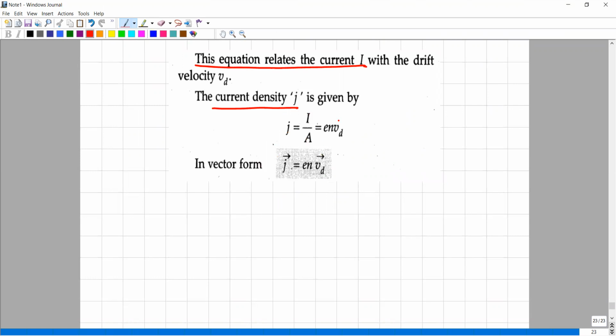And then drift velocity is also a vector, current density is also a vector, you already know. So the same expression in the vector form will be J vector is equal to ne, which is scalar value, into the drift velocity vector.